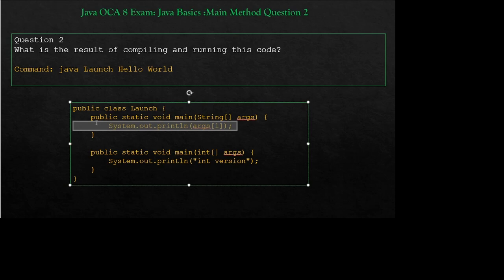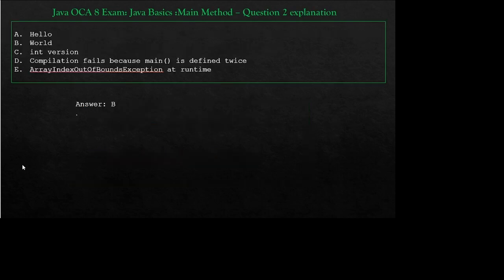So these will not get called. This calls it and then it finds args1. This is args0, this is args1, right? And so in that case, what should get printed? It will print world. And because it already has a value, an array index out of bounds exception will not happen here.